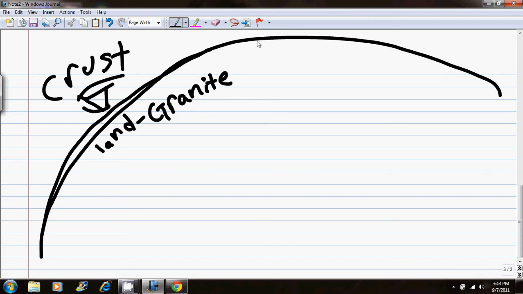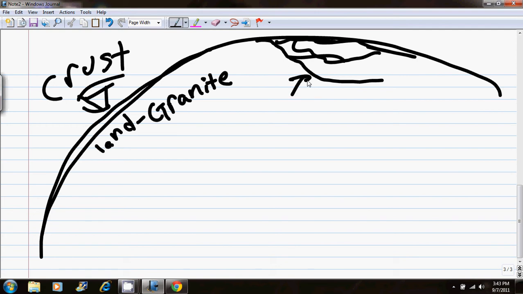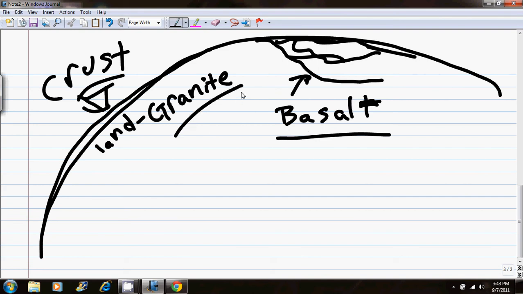Now when you're dealing with the water, so like let's say it dips down and here's the water, you're going to be dealing mainly with basalt. So basalt and granite are the two things that you're going to be dealing with on the crust. And remember, basalt is with the water and granite is with the land. Now, once we get down past the crust, we're going to run into something called the mantle.